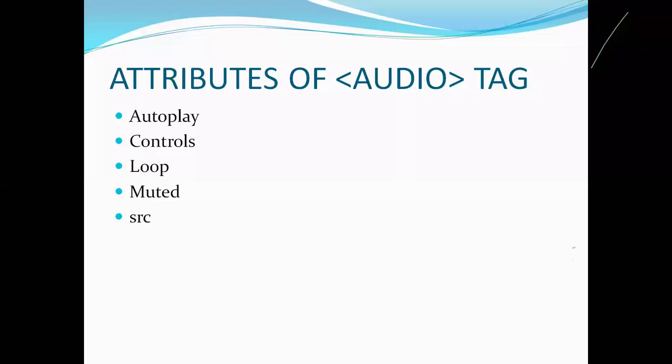If I use loop equal to 2, it means it will play twice. Next attribute, muted. What do you mean by muted? This specifies that audio output should be muted. If you want the audio output to be muted when you load your web page, the attribute is muted. Last attribute, src. src stands for source. What is the value? src is equal to the path of that audio file. It specifies the URL of the audio file. That is the attribute of the audio tag.